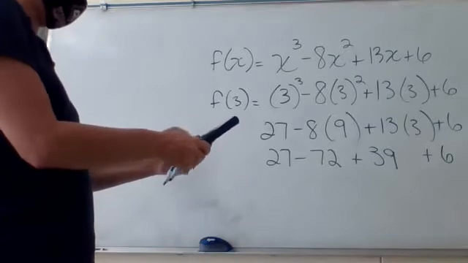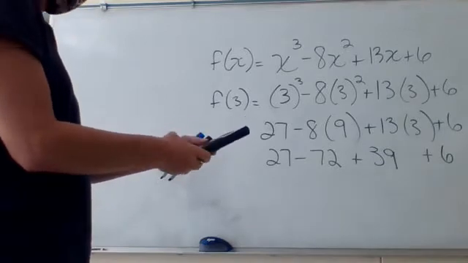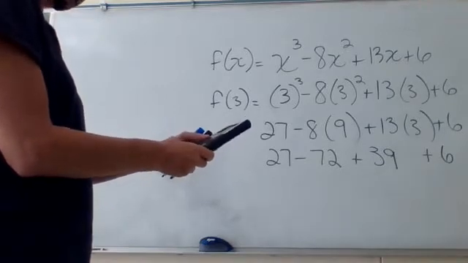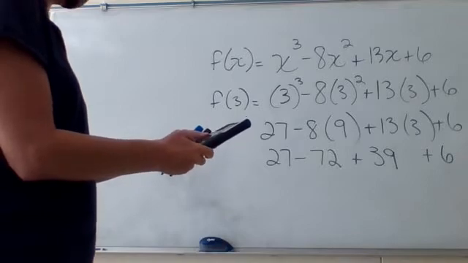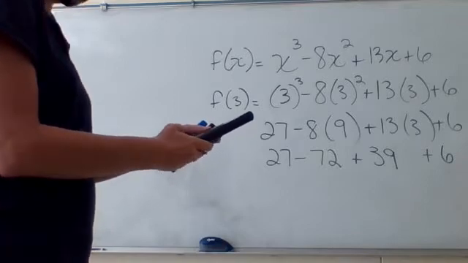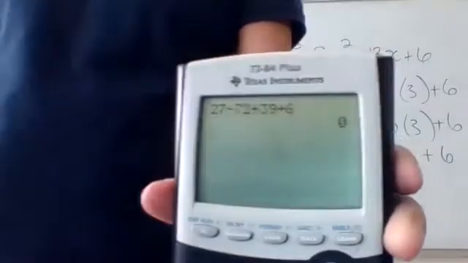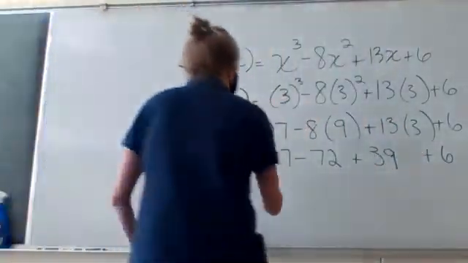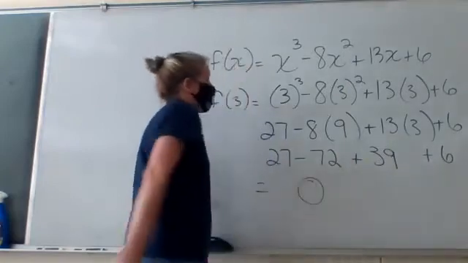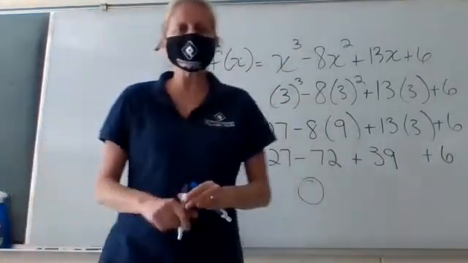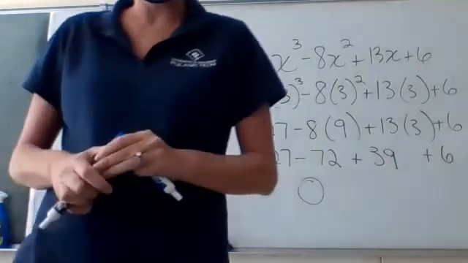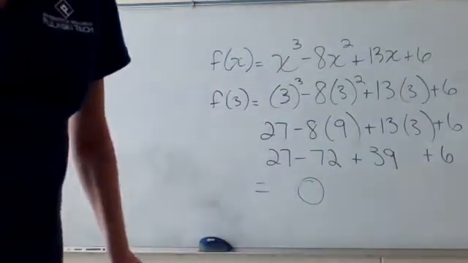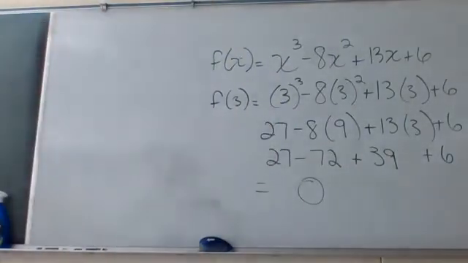So 27 minus 72 plus 39 plus 6. So if you type that in, you do get the answer of 0, which means, yes, 3 is a 0 of that function. So let's translate to what that means on a graph.